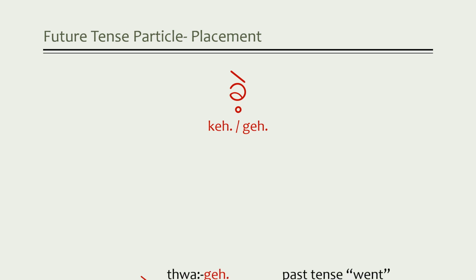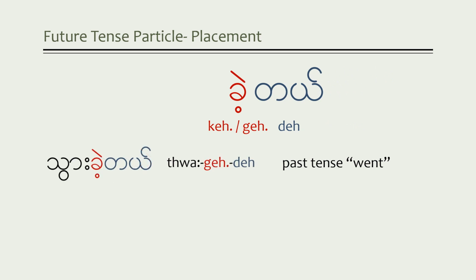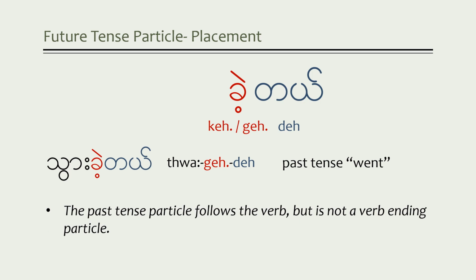If you said after the verb, you would be right. But there's one more step we have to take. While those other particles we talked about can be used to end a sentence, the past tense particle cannot. You'll need to add a verb ending particle, and it's one you've already learned. It's the affirmative particle de. So to say went, it would sound like thwagere. Just remember, the past tense particle follows the verb, but it's not a verb ending particle.